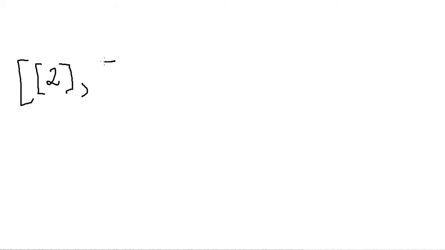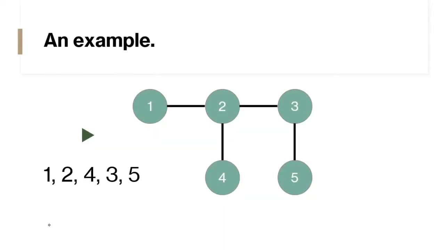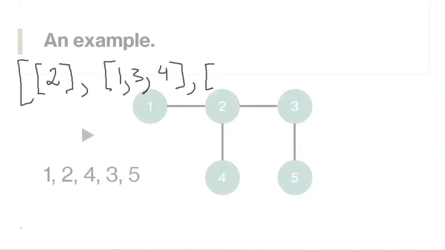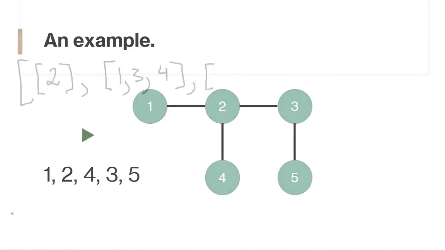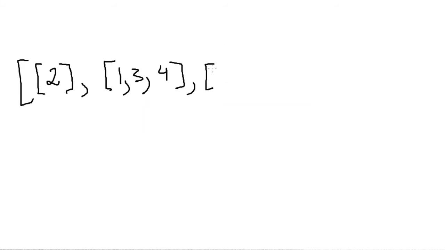Then in the second slot here, we're going to see 2 is connected to 1, 3, and 4. So 2 is going to be connecting to 1, 3, 4. Then in the third slot right here, we see that 3 is going to be connected to 2 and 5. So if 3 is connected to 2 and 5, we just write that down. 4 is connected to 2, and 5 is connected to 3.